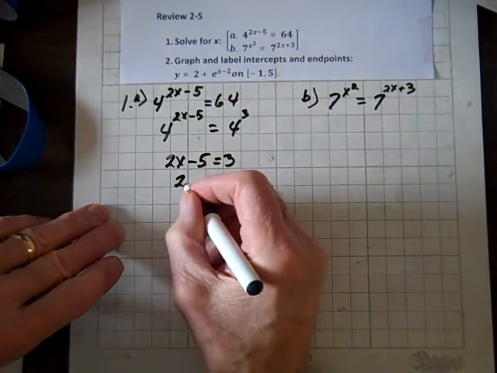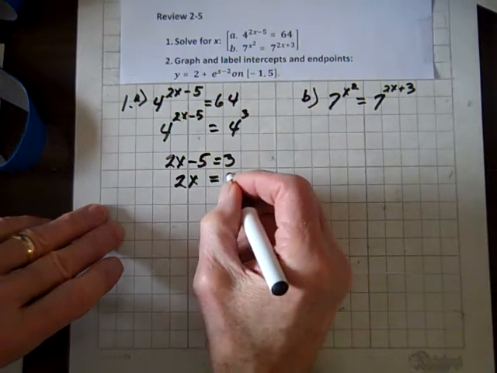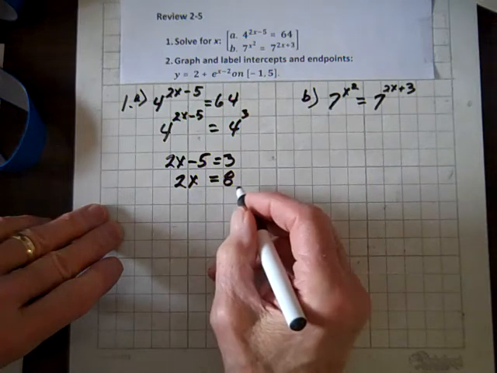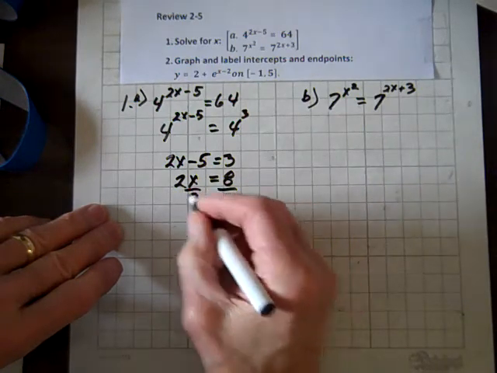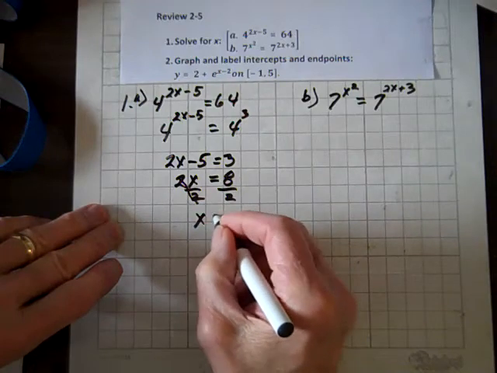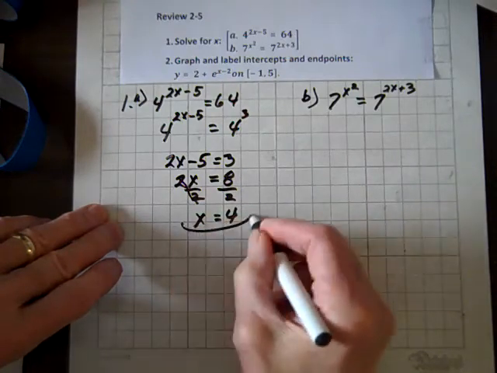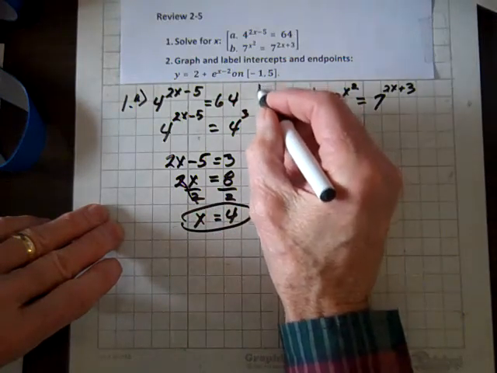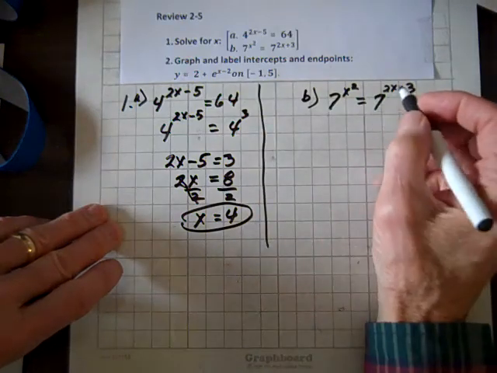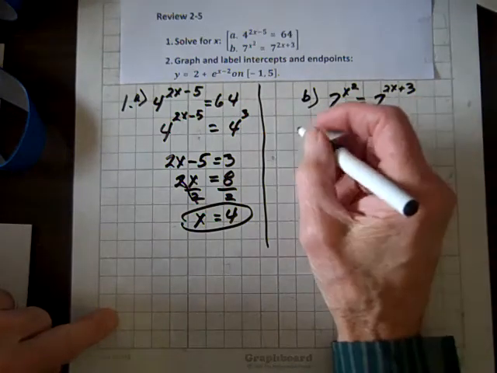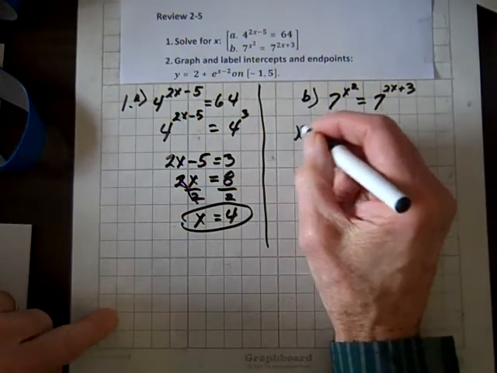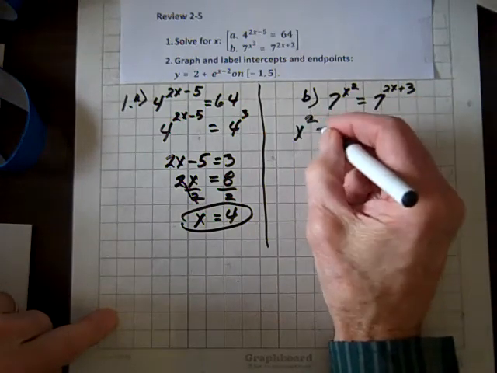Adding 5 to both sides, we get 2x equals 8. Dividing both sides by 2, we get x equals 4, and that one's done. Now let's do the next. So, I see, the bases are already identical, so we can just go ahead and equate the exponents.